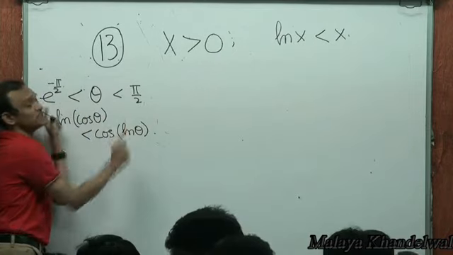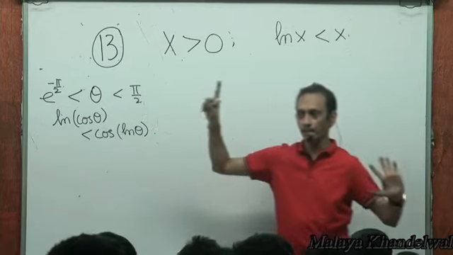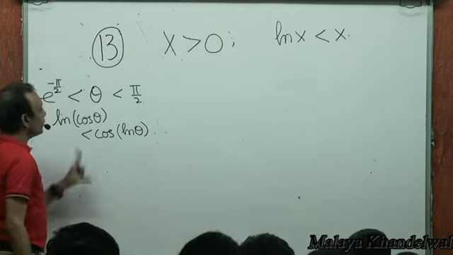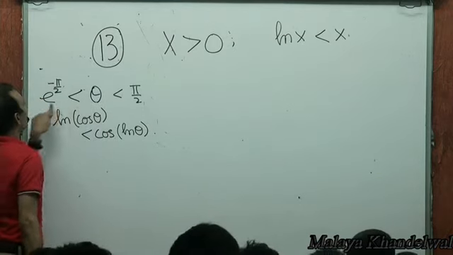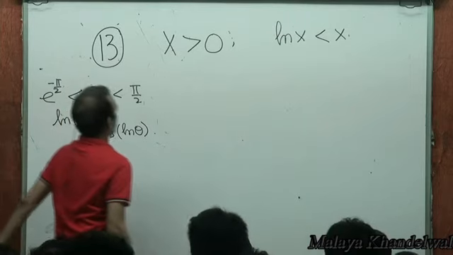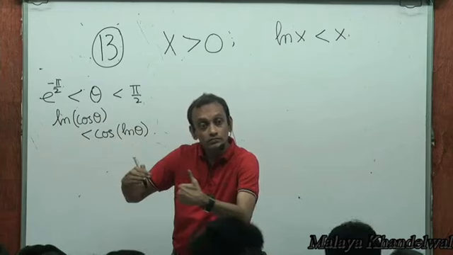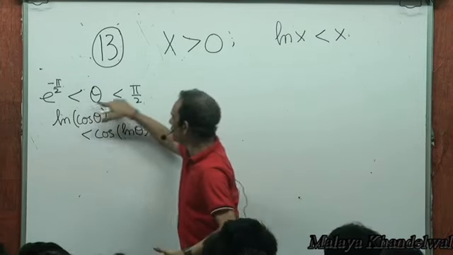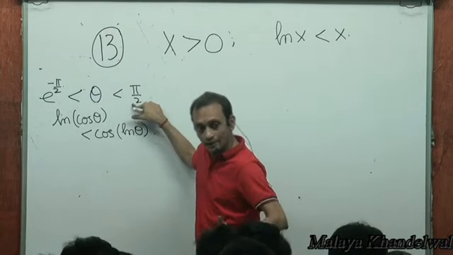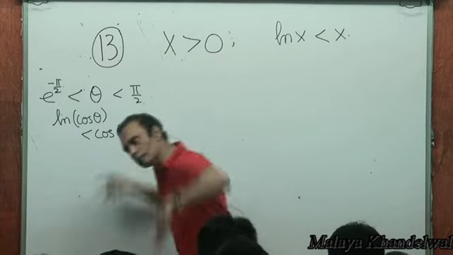So if theta lies in the interval e to power minus pi by 2 to pi by 2, we want to show that this is what happens. Now, if theta lies in the interval e power minus pi by 2 to pi by 2, realize log x is an increasing function of x. So if I take the log of all the entities here, the direction of the inequality will not change because log is increasing.